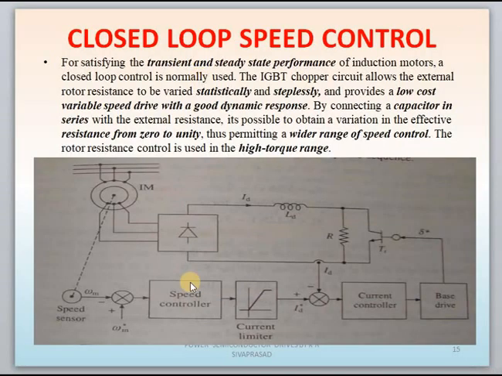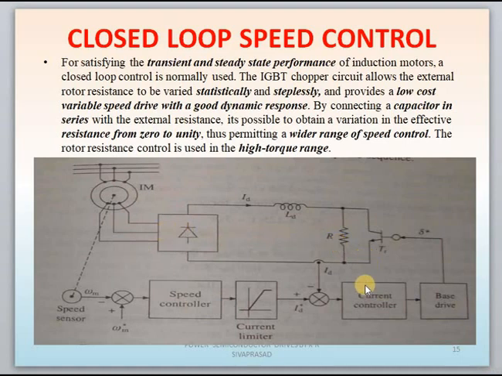And the next one is closed loop speed control of the static control method. It is mainly used to produce a good dynamic response for variable speed drives at low cost. It also improves the transient and steady state performances. And if you connect a capacitor across these resistance terminals, then we can change the speed control over a wide range, with high torque ranges also.